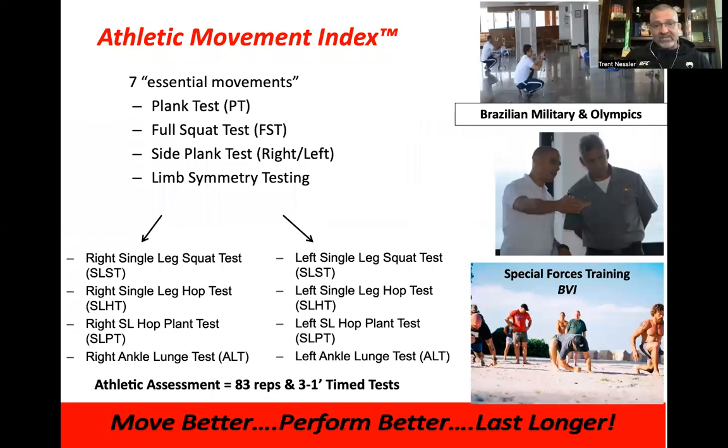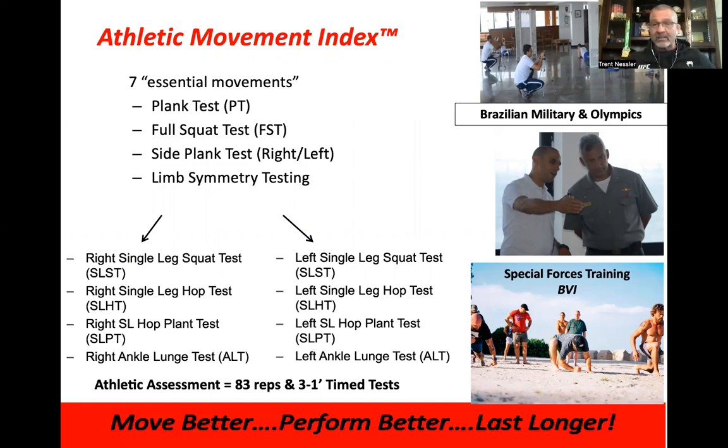So here's what our movement assessment consists of. We do a plank test, we do a squat test. So we do a 1 minute plank. We then do 20 full squats. We do a right side plank for 1 minute. We do a left side plank for 1 minute. Then what we do is we do everything on the right side, and then we do everything on the left side. So we do a right single leg squat test.